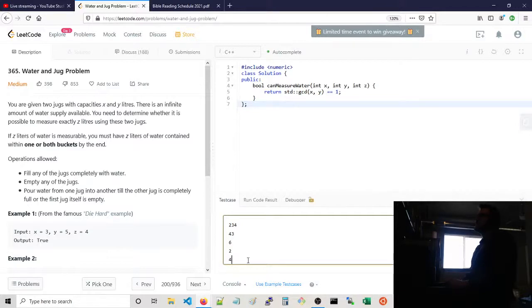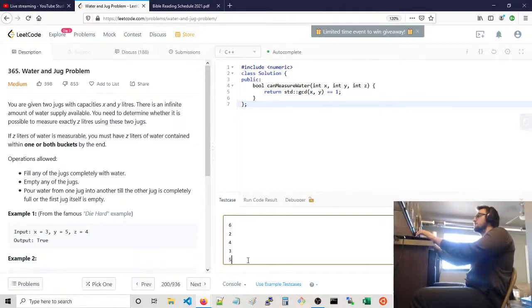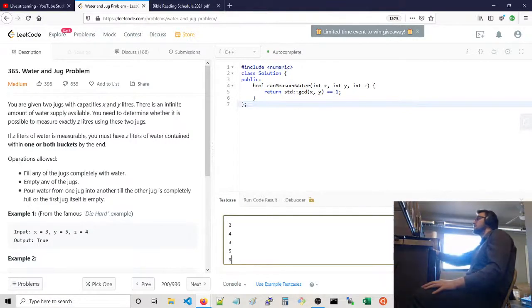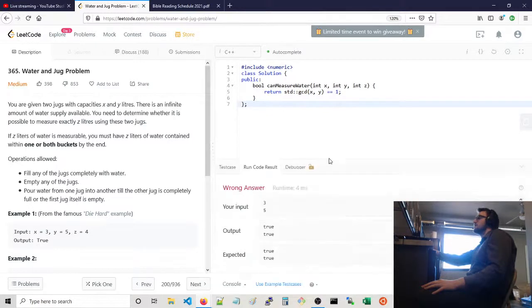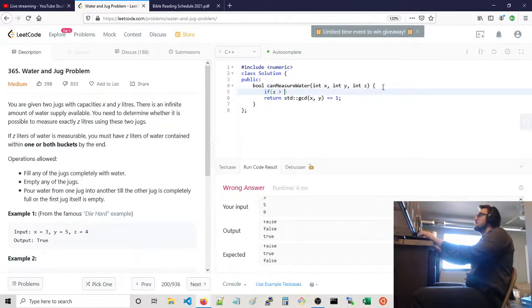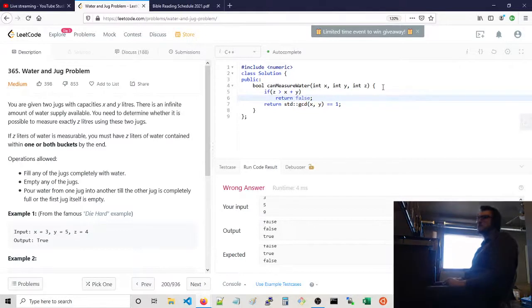Now, what's interesting is that 6 and 2 are not coprime. If they are coprime, there's also another issue here. Even though 3 and 5 can reach a bunch of different things, if you put like 9 in there, you can never get it. So there are some special cases too. True, false, false, true. Like if Z is greater than X plus Y, obviously it's false, right? So Z has got to be within some range of X and Y.